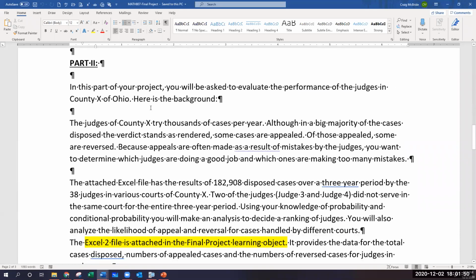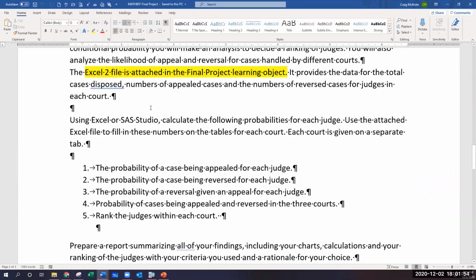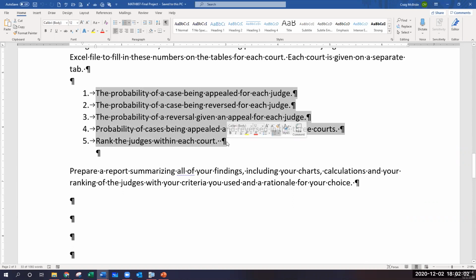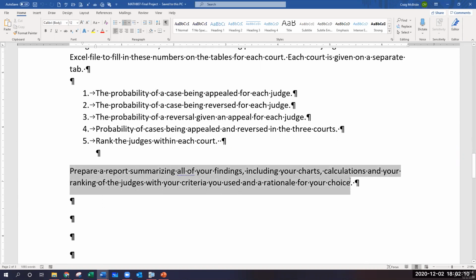Part 2, you have a whole different set of data about these judges, and you're just calculating a bunch of probabilities, and then ranking some stuff. So again, this is really just homework level stuff. I mean, it's just, what are your answers for all of these, and then rank them. And when it says prepare a report summarizing all of your findings, that's where you just give me a couple paragraphs of basically doing that, right?